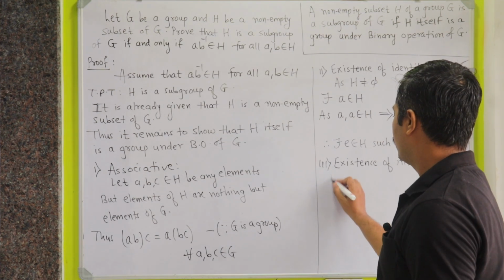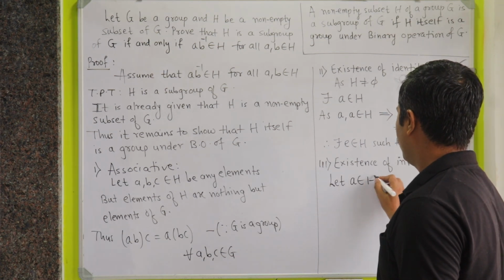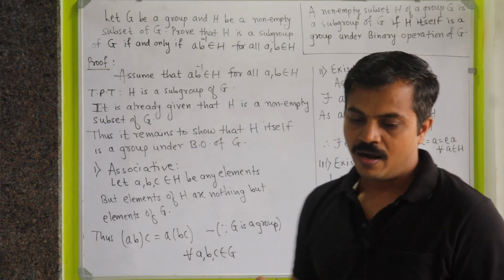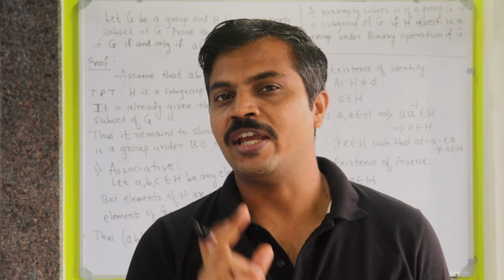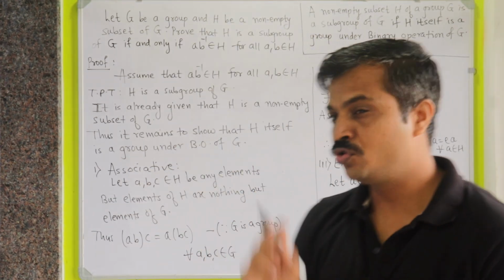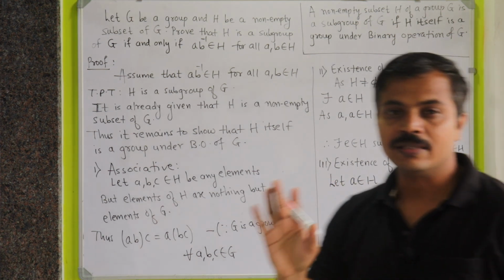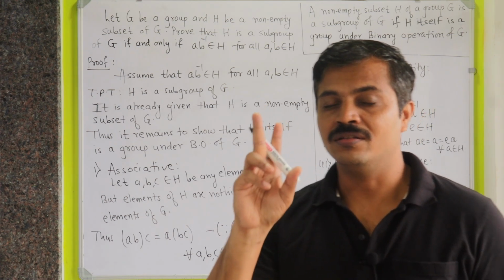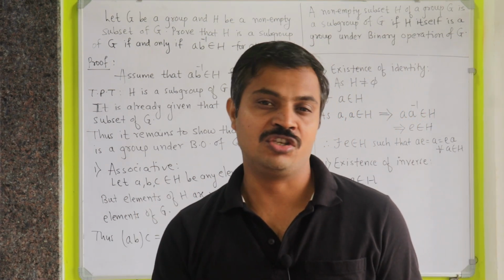So I will say, let a belong to H. Now, since a is a member of H and in the previous property we have shown one more member is in H, that is nothing but e. So we are going to use these two facts to show that a inverse lies in H.